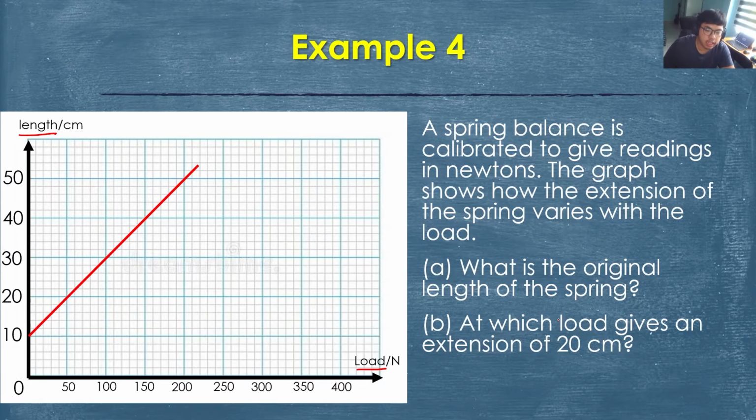So the original length is when the spring doesn't have any mass attached to it, when the spring is carrying 0 load. So that is when the spring punya load is 0. And when the spring punya load is 0, the length is 10 centimeters. So this is the original length.